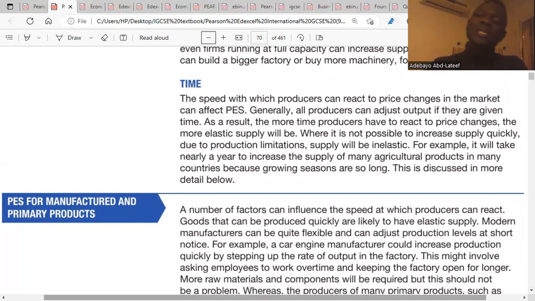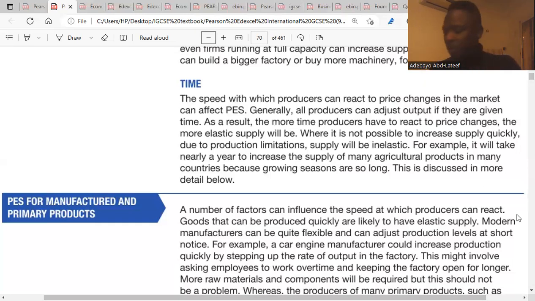And when we talk about flexibility in production, it could be as a result of a flexible workforce. It could be as a result of advancement in technology. So if we are able to use technology, or if we have workers that are flexible, then production can be quicker. As a result, the PES will be elastic. But if it's going to take time to find flexibility, or if we have a rigid workforce, then the supply for such a product will be inelastic.